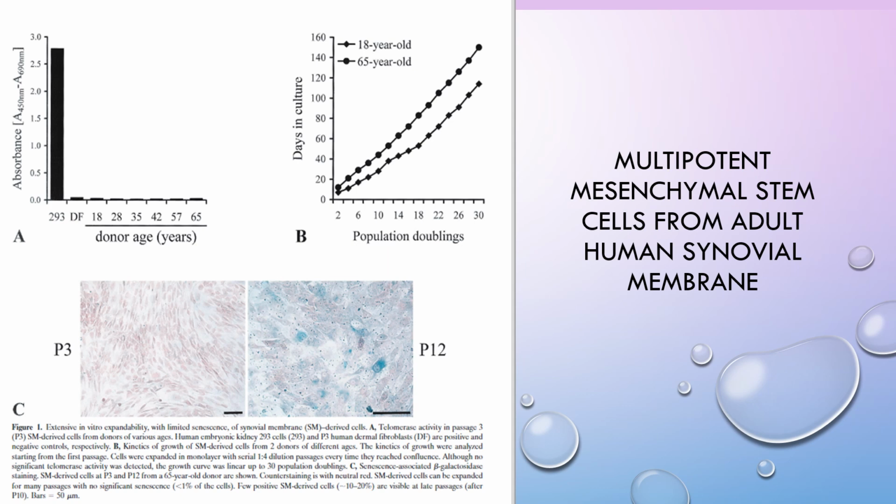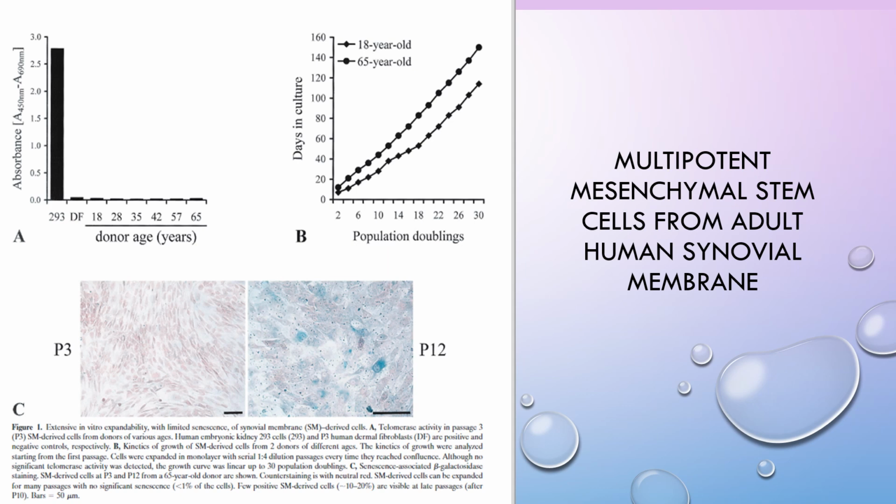After the first passage and throughout in vitro expansion, SM-derived cells appeared microscopically to be a relatively homogeneous population of fibroblast-like cells. The stem cells displayed a long-term self-renewal capacity, so then they investigated the in vitro expandability of the SM-derived cells from donors of various ages. Starting from the first passage, they analyzed the kinetic growth of SM-derived cells from all donors tested.